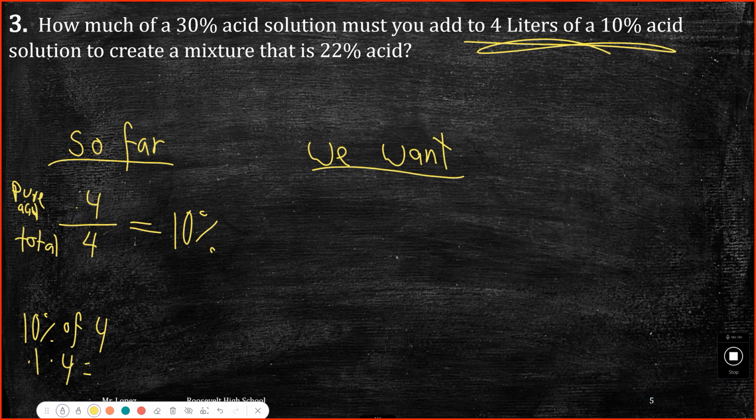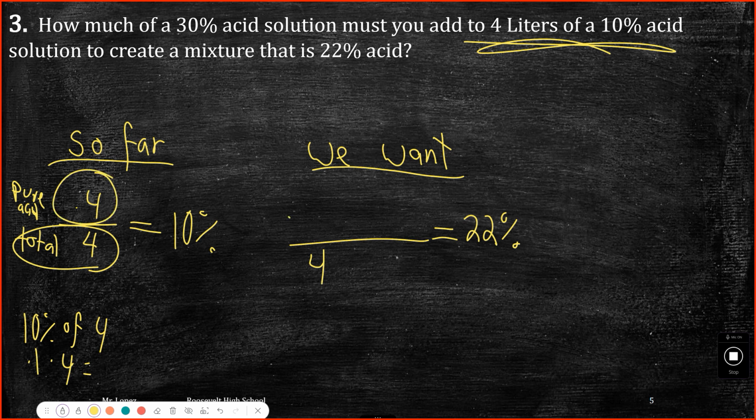All right. So what is it that we want? A solution that is what? 22%? Yes? For right now, let me just leave it as 22%, no? All right. What is it that we have so far here? We got what? A total amount of 4, no? And then what goes on top? 0.4. Yes? Yes.